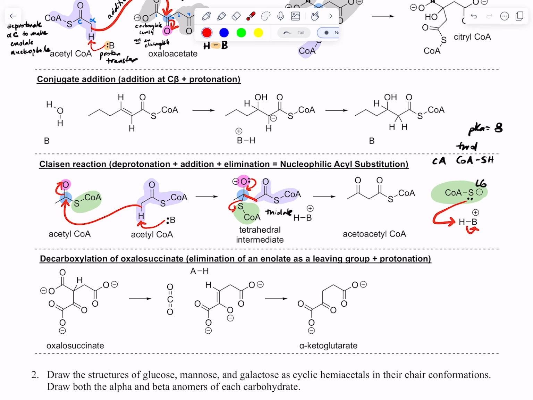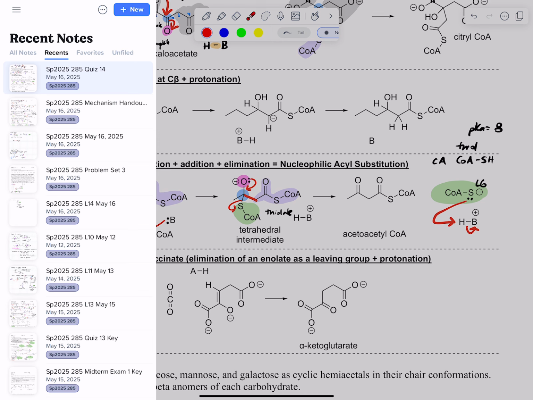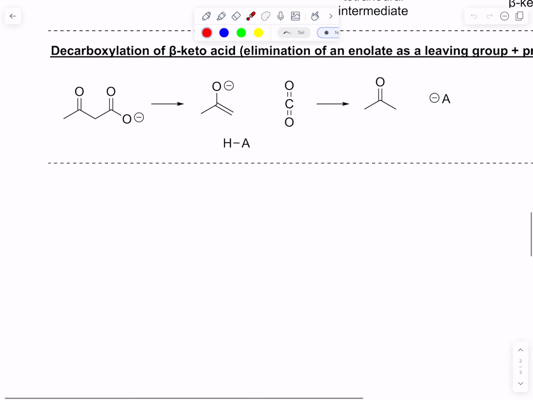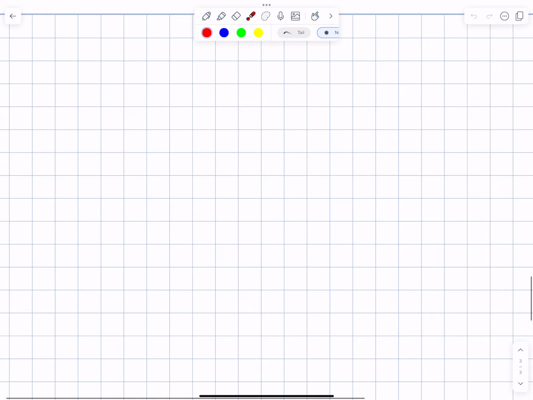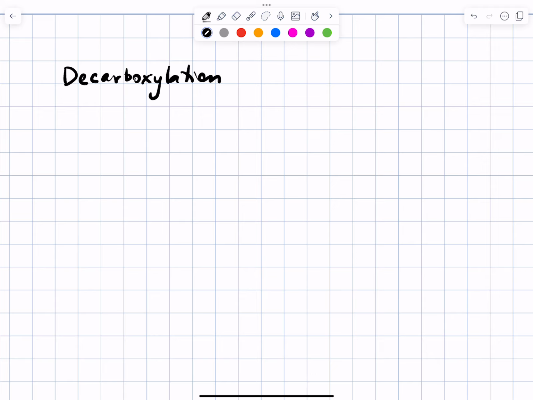So before we do this on your quiz, open up a sheet of notebook paper and I want you to draw a simpler example. So this last reaction is really important in the citric acid cycle. It's called decarboxylation of a beta keto acid. And this is one of the ways the CO2 you exhale is generated.